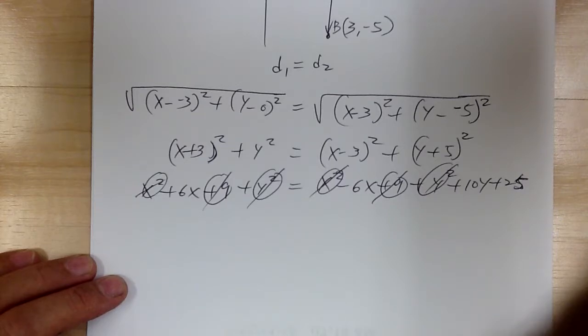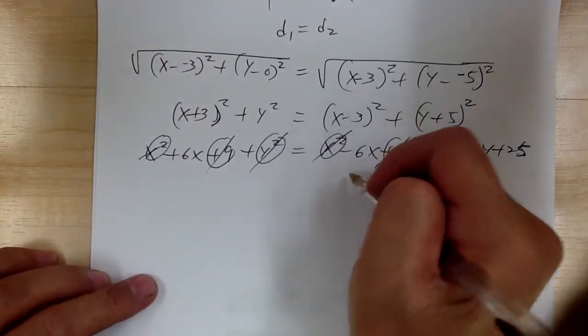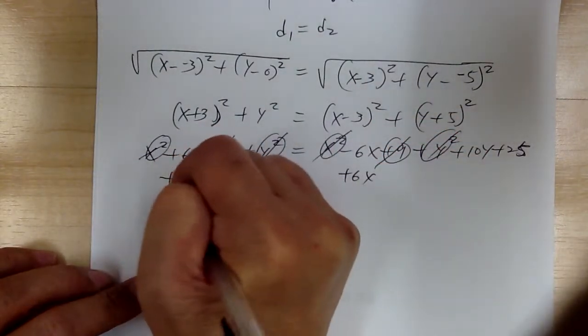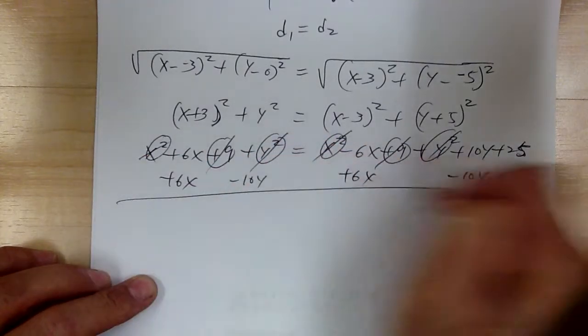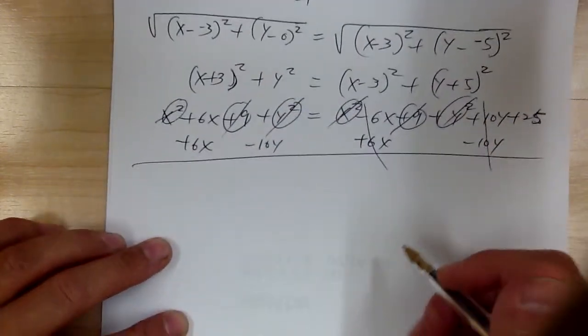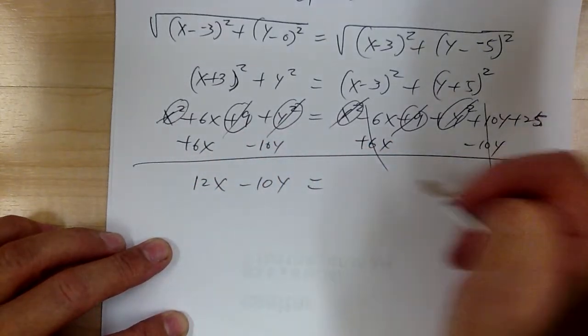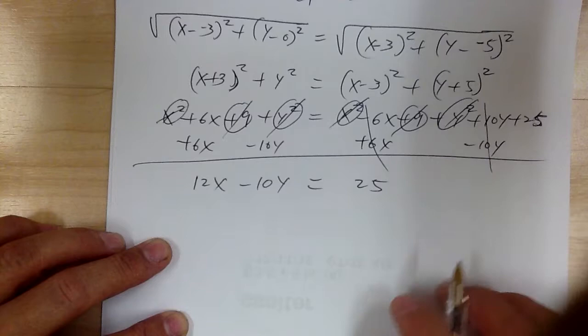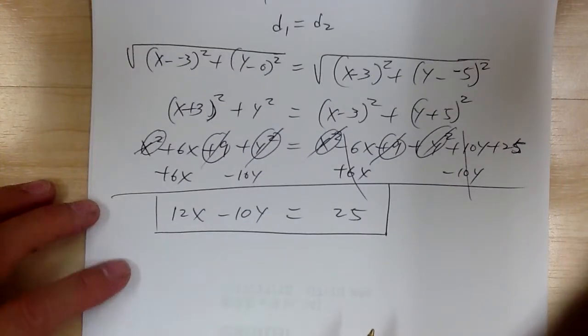And I'm going to make it into a standard form. So I'm going to move the variable to the left-hand side. So plus 6x, plus 6x, minus 10y, minus 10y. So this takes care of that, takes care of that. So you're going to get 12x − 10y = 25. And that's it for number 12.